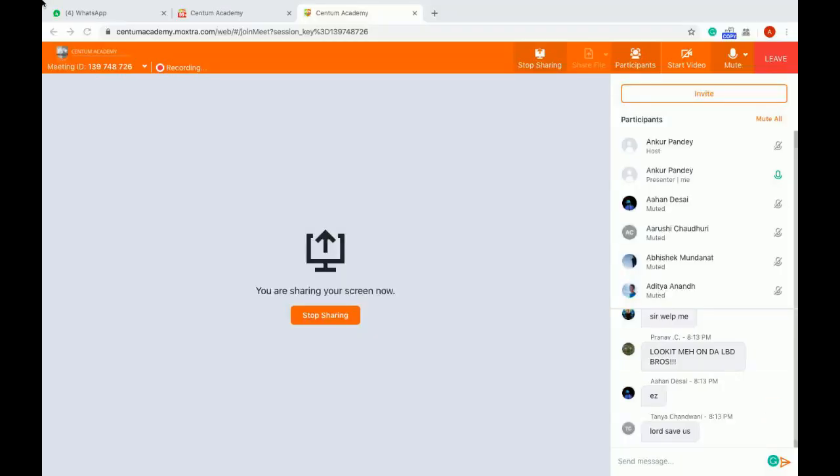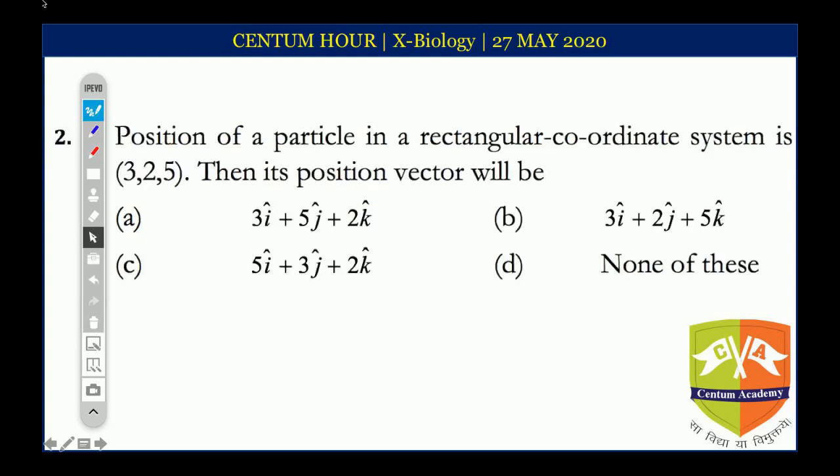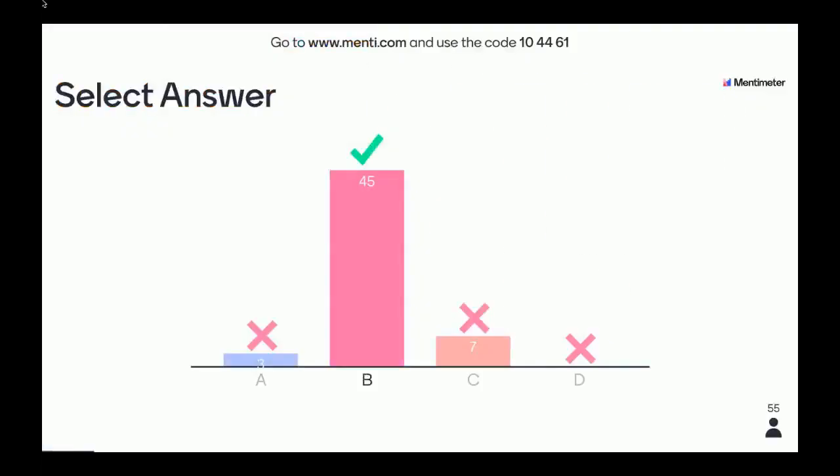Any explanation required for this question, guys? Second question? No? 3 is I, 2 is J, and 5 is K. Very good. Let's not invest our time here and proceed.